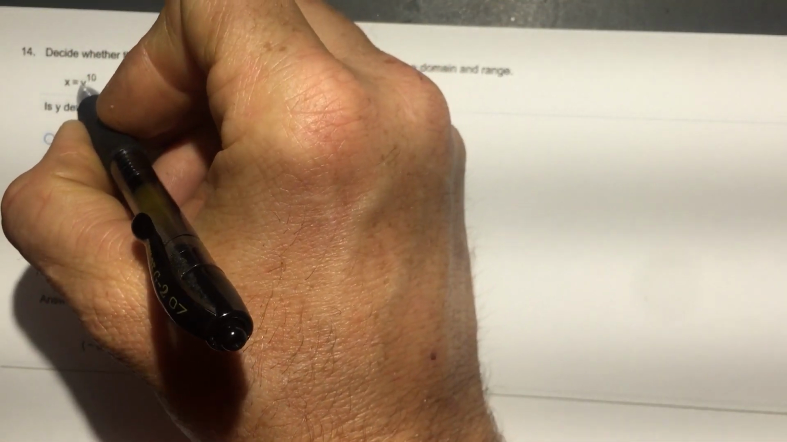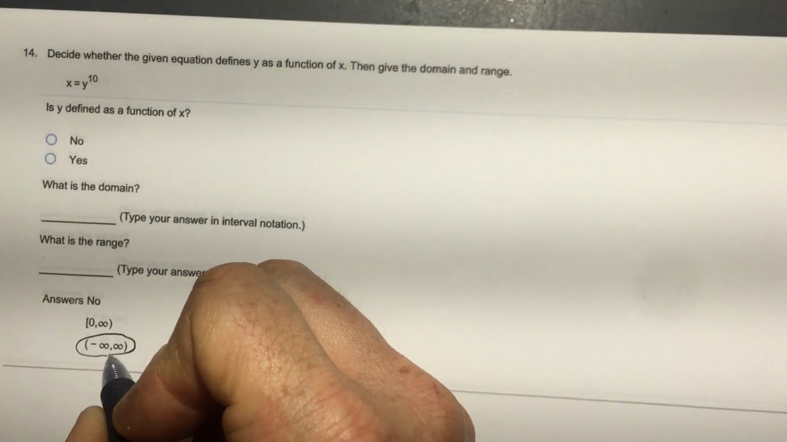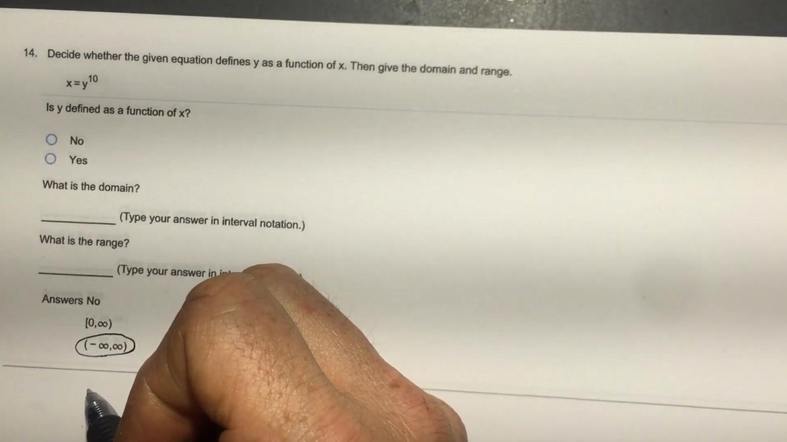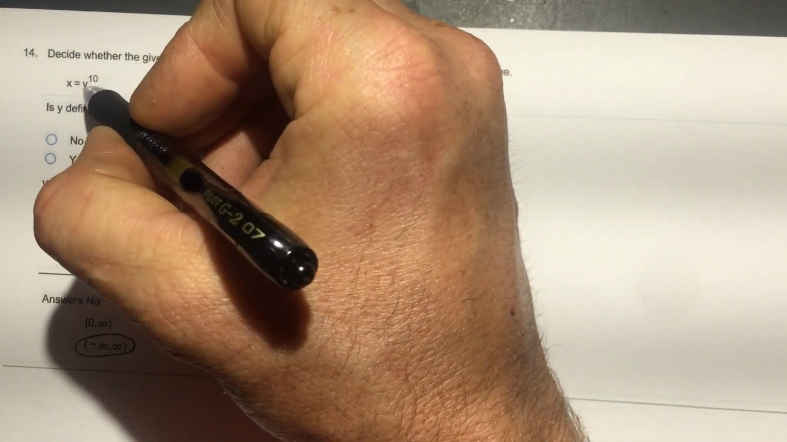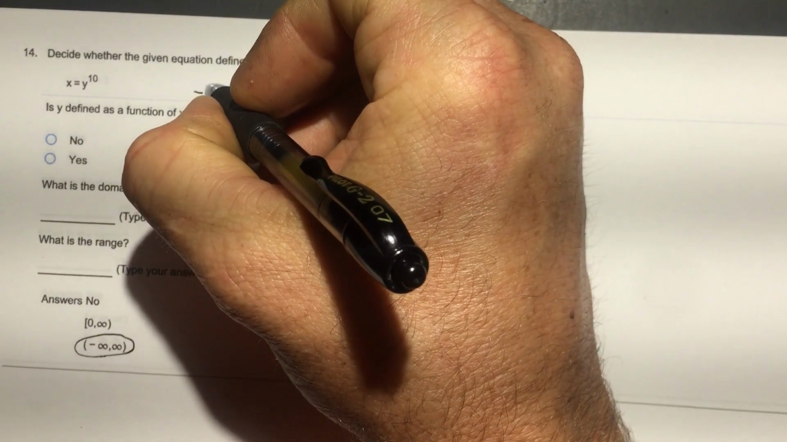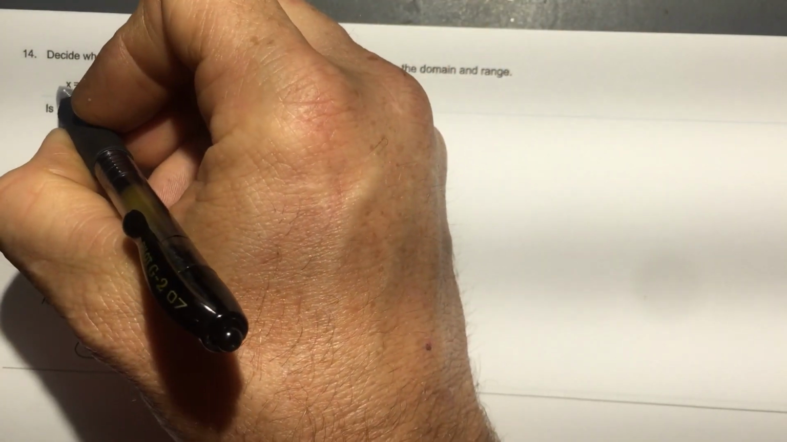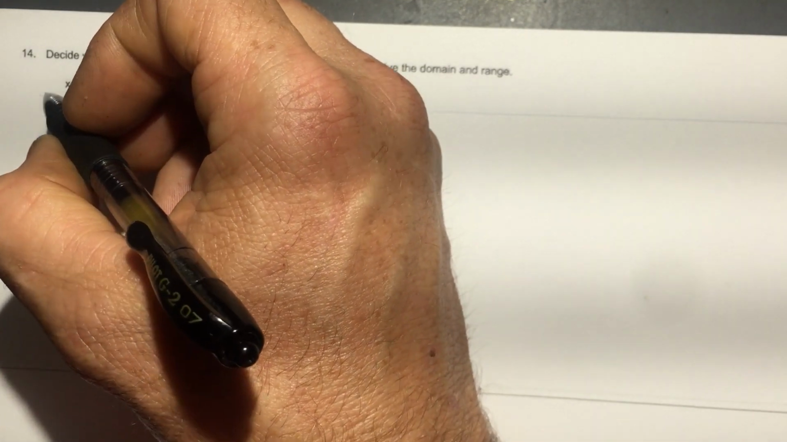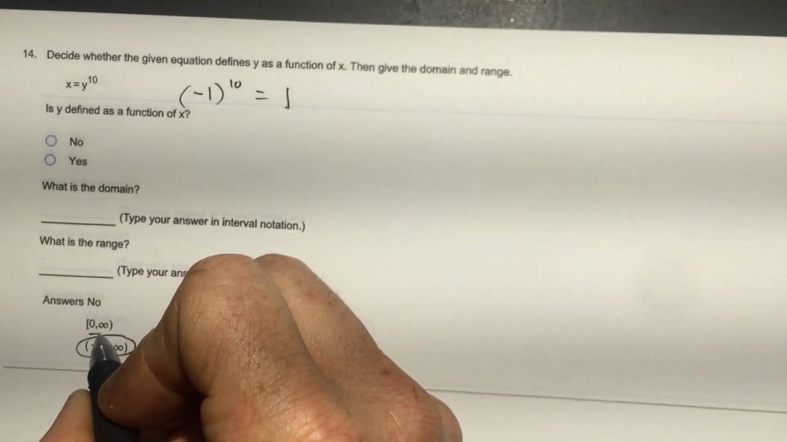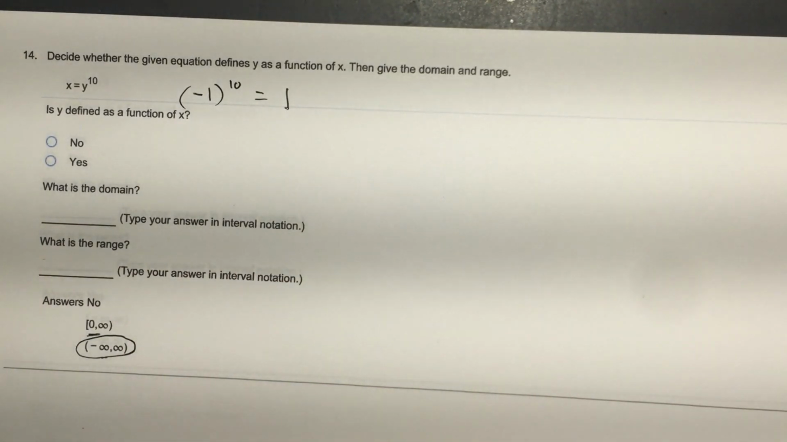For my range, I can put anything in for y. So my range is going to be negative infinity to positive infinity, sort of like my domain for the previous problem. But now on x, see if y is negative 1 to the 10th power, it's going to be positive 1. So see, x is never going to be negative. Now x can be 0, but it's never going to be negative. So that would be my domain right here, 0 to infinity. And it does include 0.